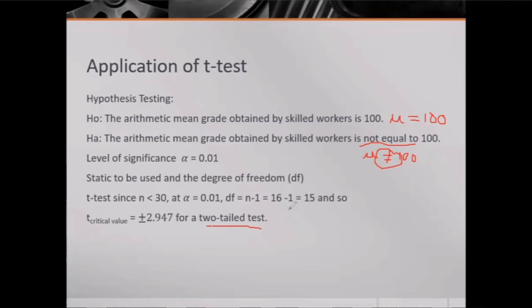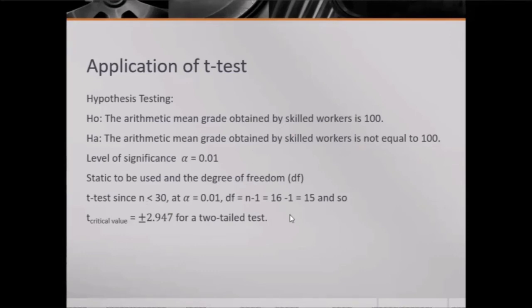So, 15 degree of freedom, then punta mo ang 0.01. Makikita natin doon ang 2.947. Okay? 2.947. So, meron tayo ngayong critical value. Okay. Then, next, kuhanin naman natin ang computed value.